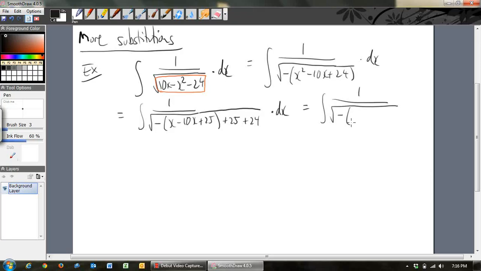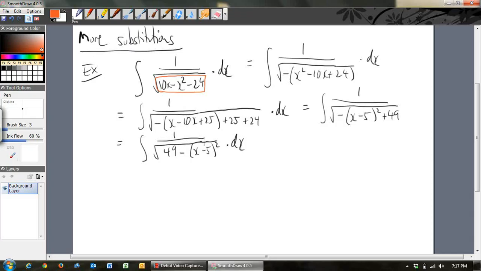The integral of 1 over the square root gives us negative x minus 5 squared plus 49. That's looking like something we might be able to integrate. I'll rearrange it a little: 1 over the square root of 49 minus x minus 5 squared. You might say that looks worse than what we started with, and I would probably agree, but let's have a quick look at it.